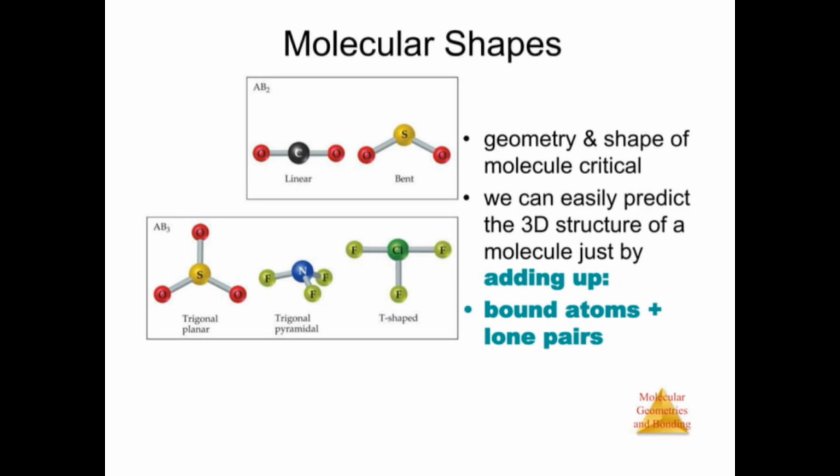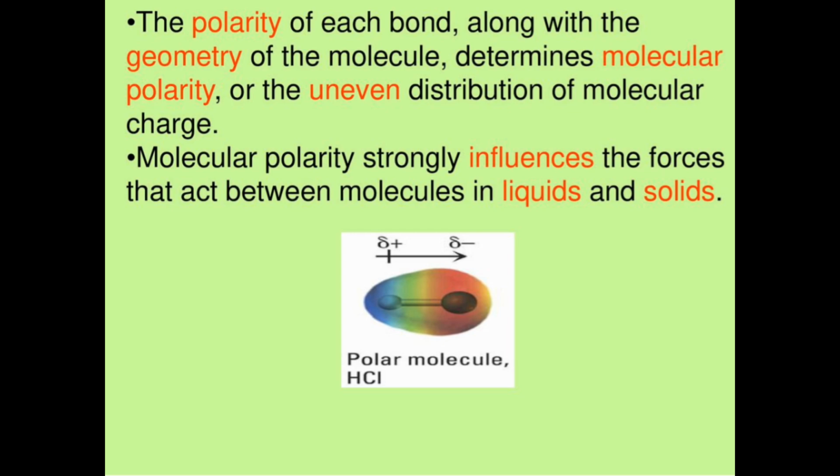Geometry and shape of molecules are very critical, and we can easily predict the 3D structure of a molecule by simply adding up the bonded atoms, the atoms that are joined together, and the lone pairs of electrons they are carrying. By this we can determine the molecular shape of a particular molecule or compound. The polarity of each bond along with the geometry of the molecule determines molecular polarity, or the uneven distribution of molecular charge. So molecular polarity strongly influences the forces between molecules in liquids and solids respectively.